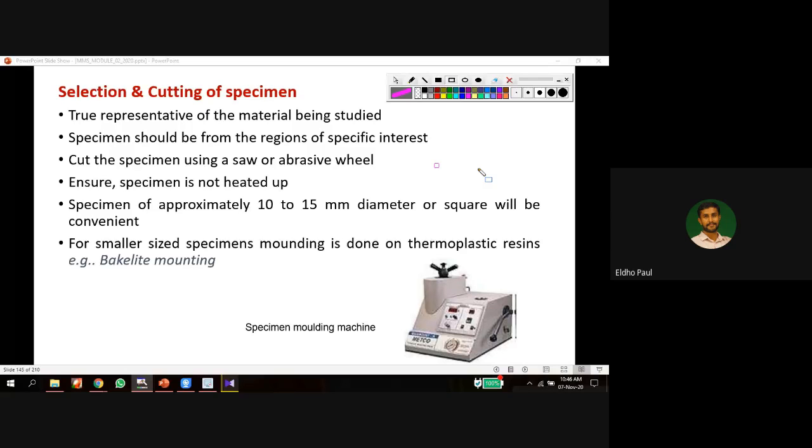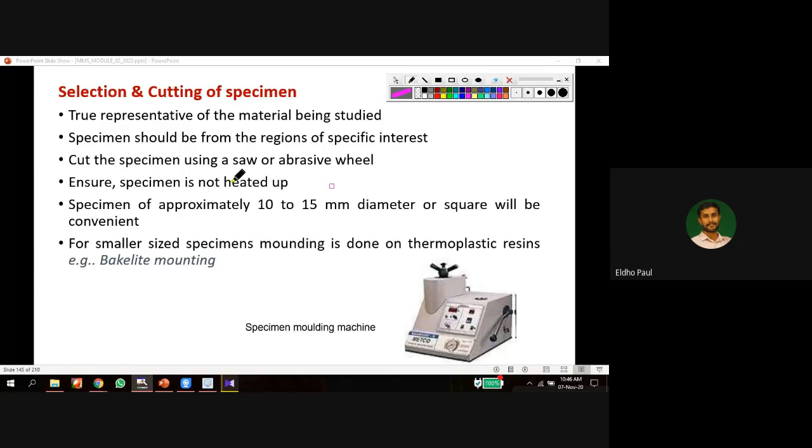We use an abrasive wheel or a saw for cutting the specimen from the parent metal, and during that process we must ensure that no heating occurs during cutting. What happens if the specimen is heated during cutting? If it is heated above the recrystallization temperature of the material, the entire grain structure may alter. Before cutting, the grain structure may be a fine grain structure.